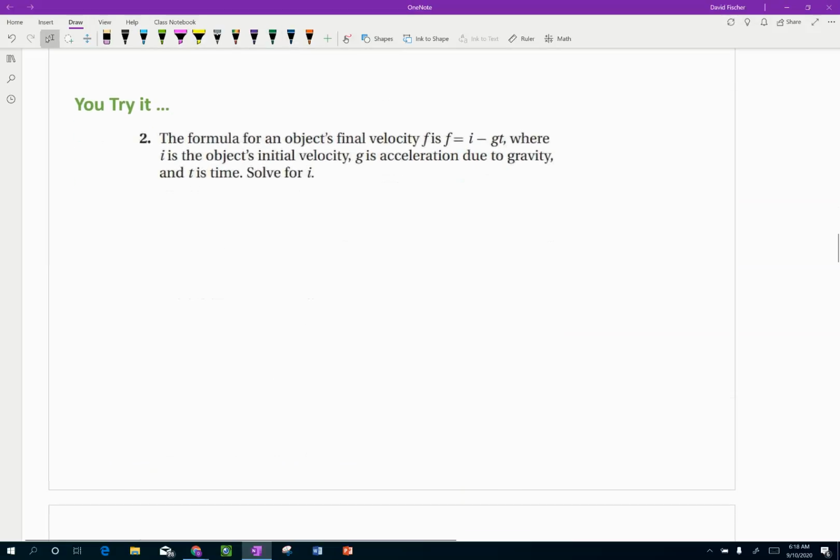Here's one for velocity. Velocity is kind of like speed, you might think of. How fast something is traveling. And we use this in physics. Some of you might be in physics this year, so you'll use a formula very similar to this. It says F equals I minus GT. Then they tell you what all these letters mean. I means the initial velocity. How fast is it traveling when we started recording this?